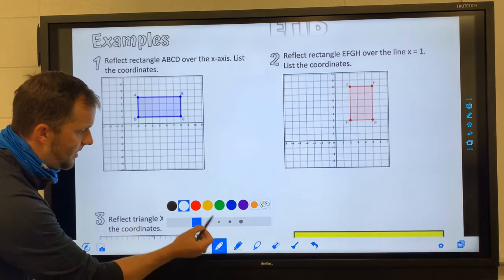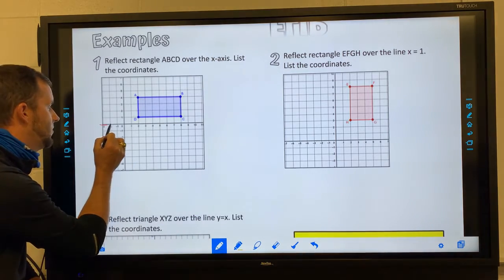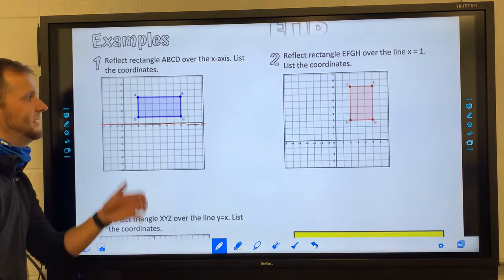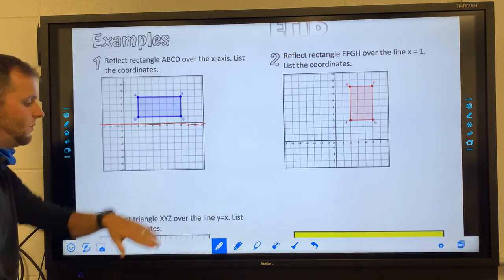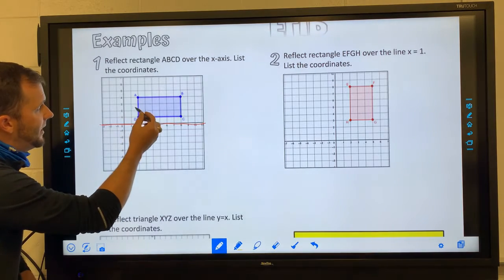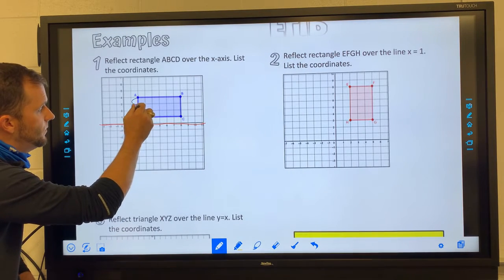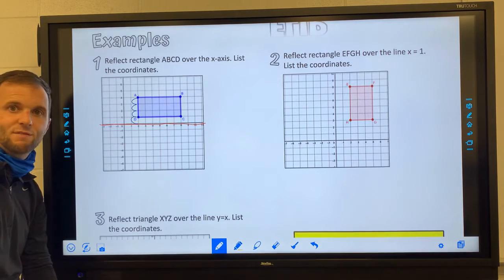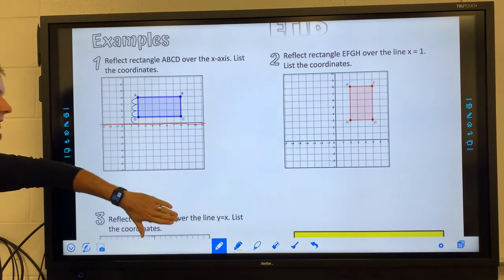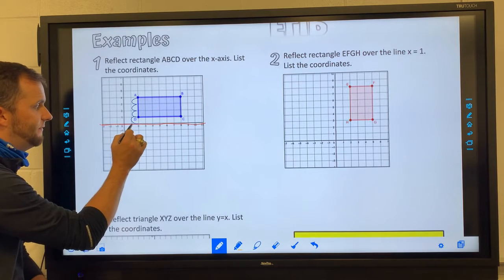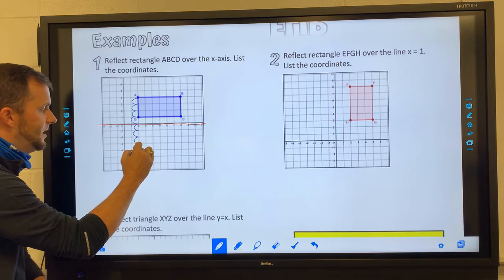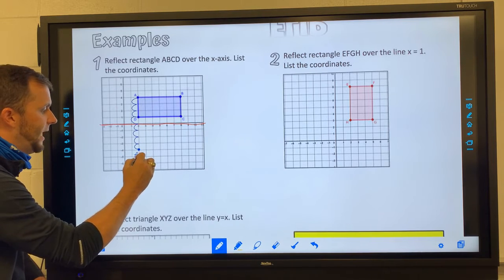We know this line going straight across here is my x-axis. Literally, I'm going to take every single point and go over the x-axis with it. Point A is 1, 2, 3, 4 points away from the x-axis. So I'm going to flip it over that line and count 4 spaces down: 1, 2, 3, 4. Right here would be the coordinate for A prime.